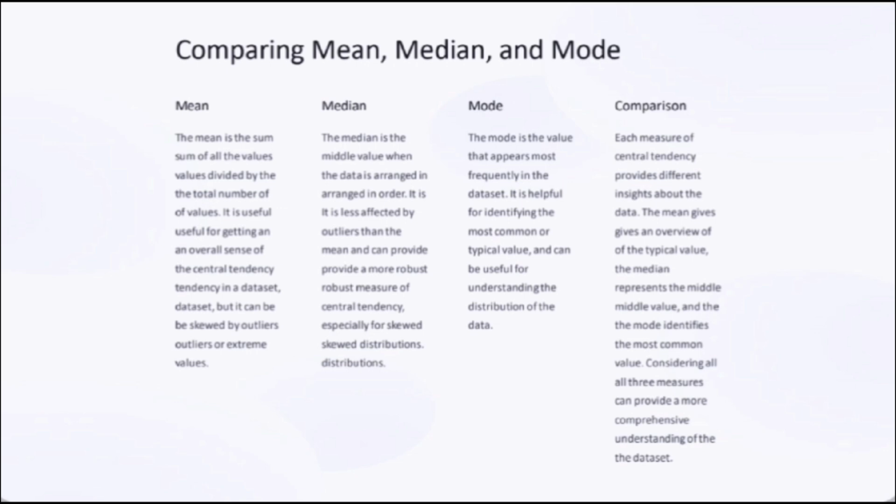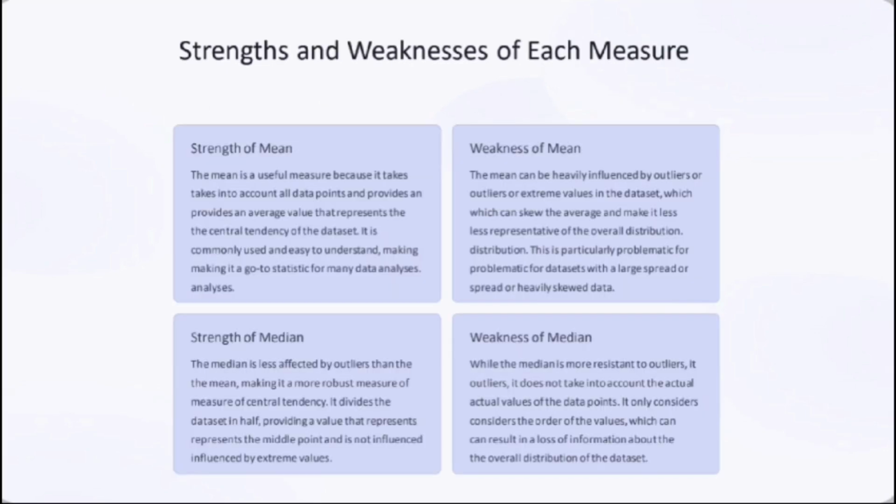Comparison. Each measure of central tendency provides different insights about the data. The mean gives an overview of the typical value, the median represents the middle value, and the mode identifies the most common value. Considering all three measures can provide a more comprehensive understanding of the dataset.